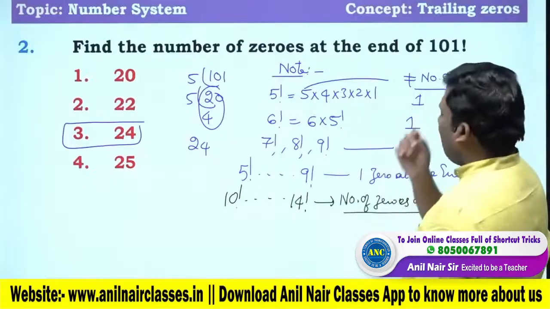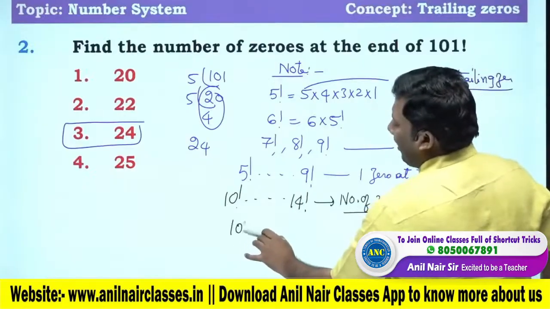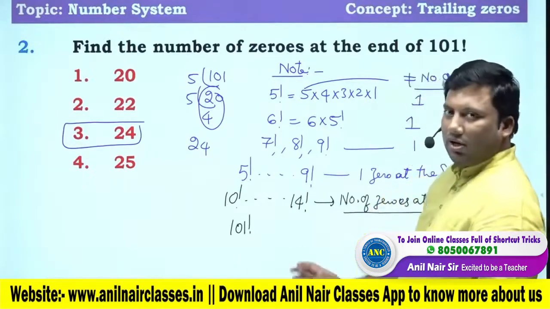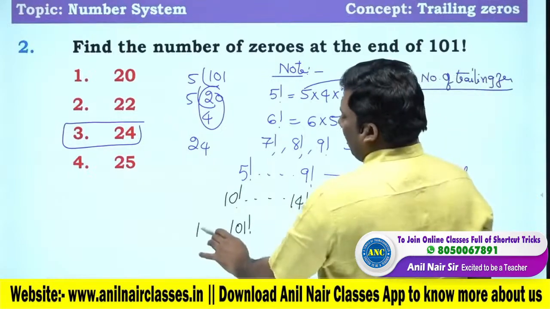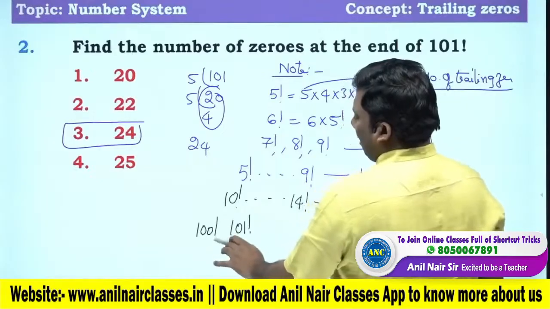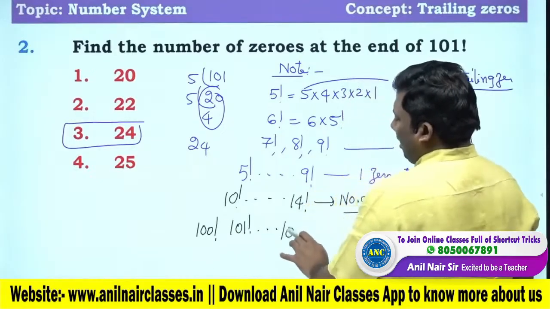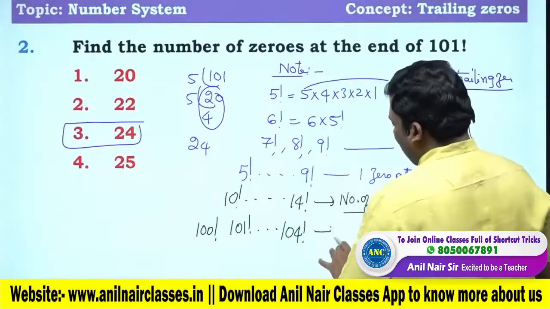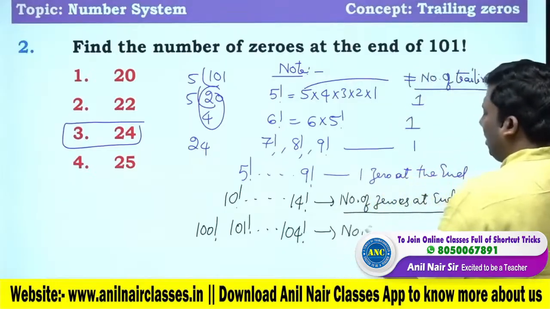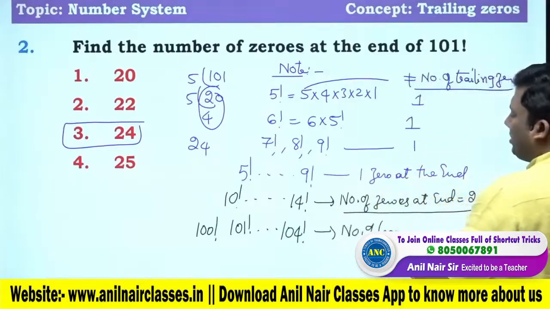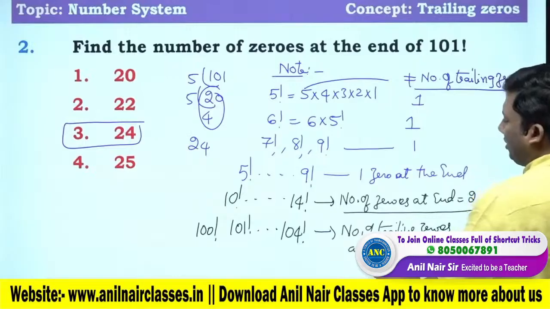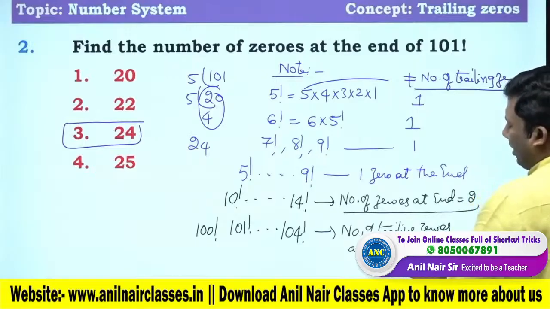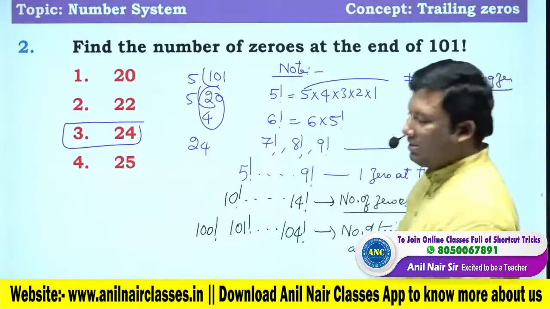Suppose the question he is asking is 101 factorial. What is the multiple of 5 just closer to 101 factorial? 100 factorial. From 100 factorial till 104 factorial, number of trailing zeros will be same. It is equivalent to determining the number of zeros for 100 factorial. I hope it is clear.